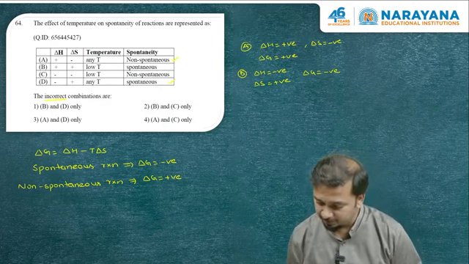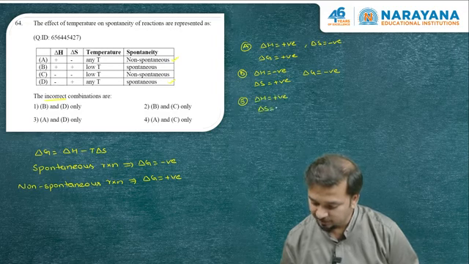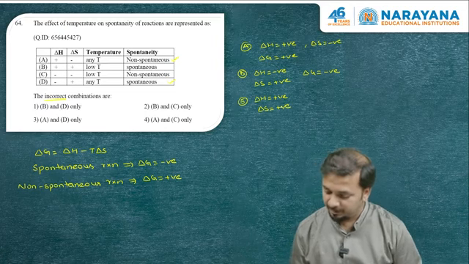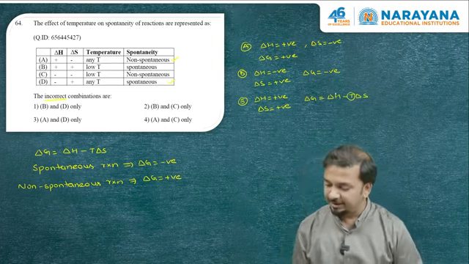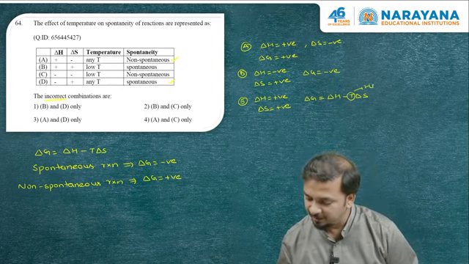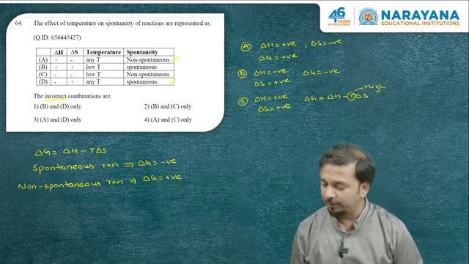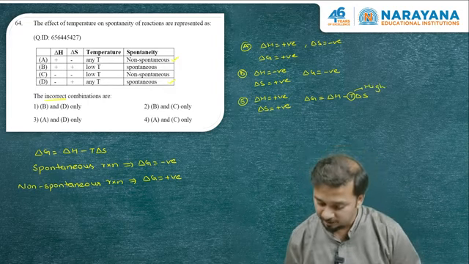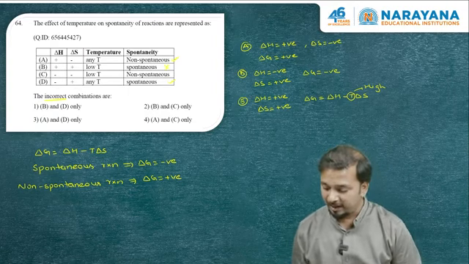Now, if you see option B, they are saying delta H is positive and delta S is also positive. So, for this reaction, if the delta G has to be negative, then the value of T should be high. So, if it is high temperature, then only it will be spontaneous. If it is low temperature, then it will be non-spontaneous. So, they have given at low temperature it is spontaneous. So, this is incorrect.